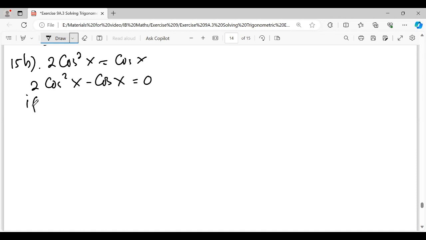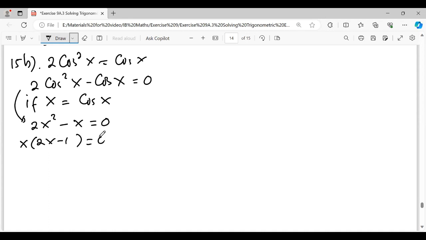If x is cosine x, this equation can be written as 2x squared minus x equals 0, or x times 2x minus 1 equals 0. So x equals 0, or 2x minus 1 equals 0. So 2x equals 1, x equals half.